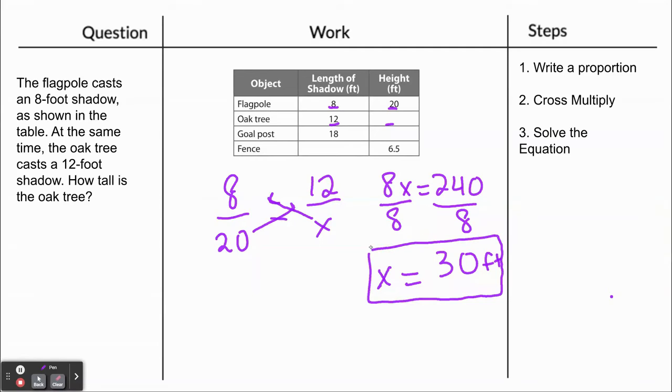Now, to double check this, a couple of things. Just remember that the height of these things should be larger than the length of their shadow. So if you get a number that's less than the length, then you've got to make sure to double check your work.